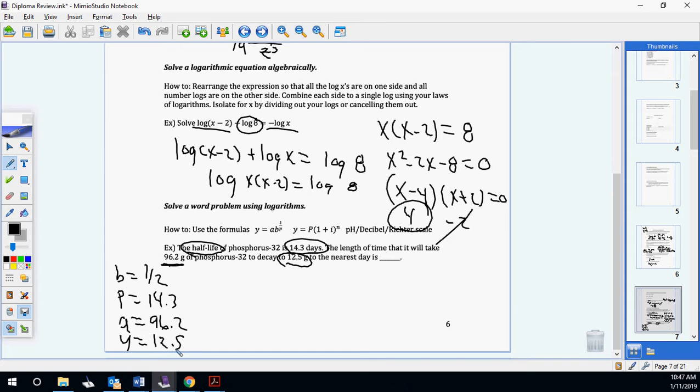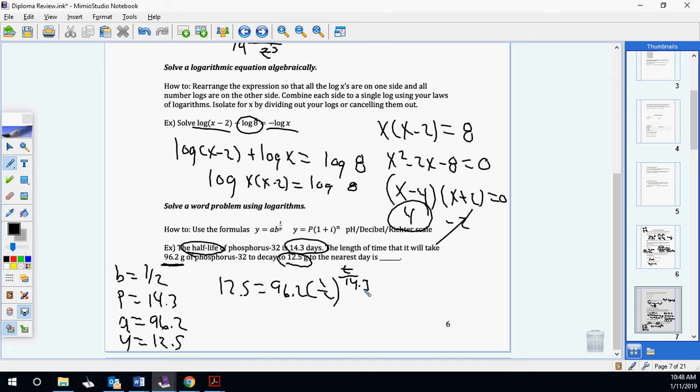So we set up this equation. We have all that stuff. Going right from that equation, it's going to be 12.5 equals 96.2 times 1/2 to the t over 14.3. Why does this make sense? Why are we dividing the time by 14.3? It represents how many half-lives. So if I have 28.6, that's 2 half-lives, 14.3 times 2. That's how I want you to read it.